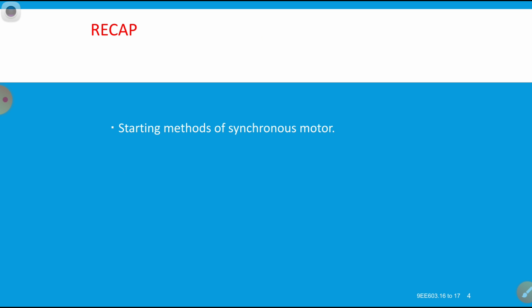Last class we have seen synchronous motor starting methods. As we know, a synchronous motor is not a self-starting motor. For that purpose, we use different types of methods, using a mechanical prime mover and damper windings.